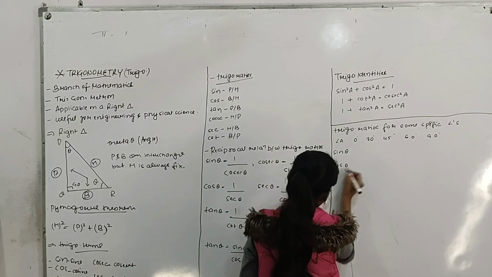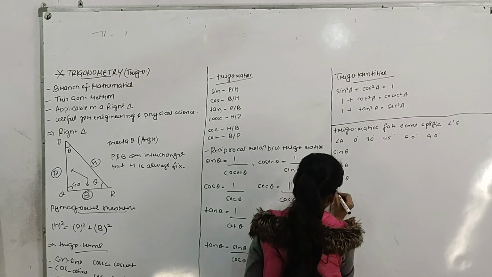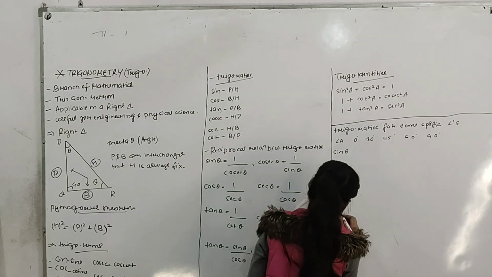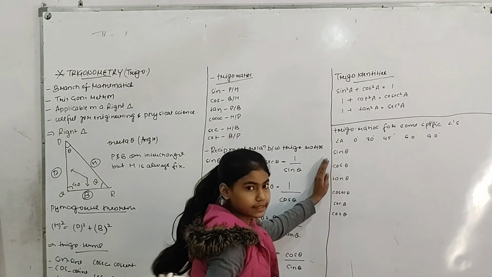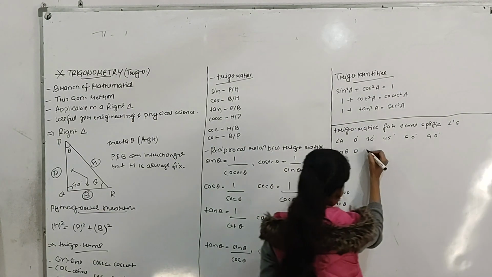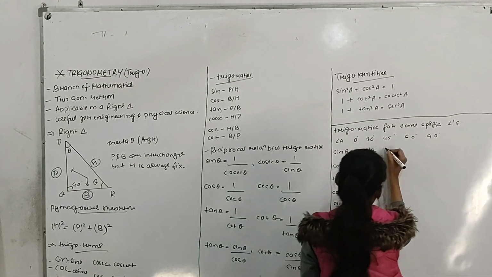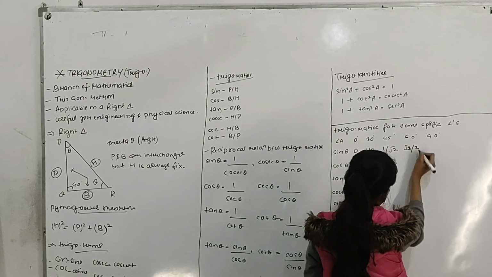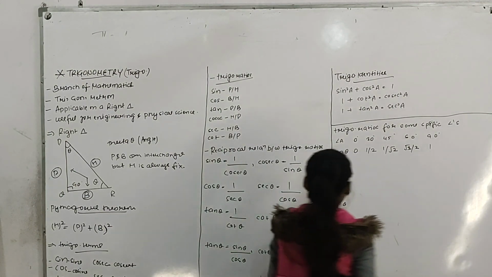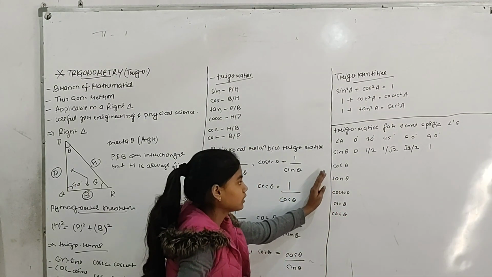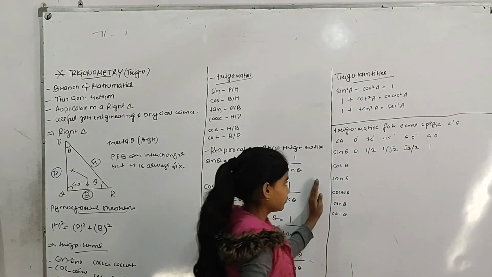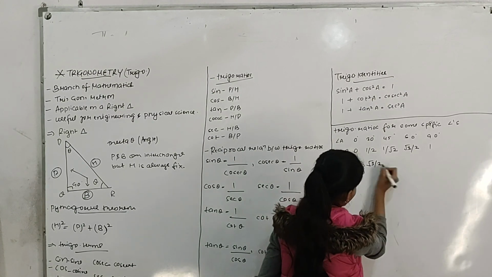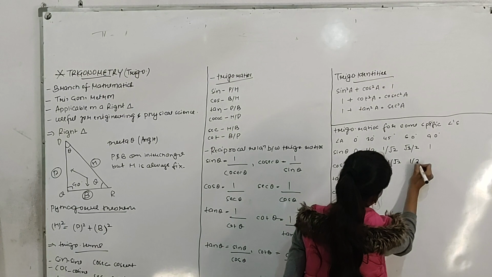Sine theta. So the value of sine theta with angle 0 is 0, with angle 30 is 1 upon 2, with angle 45 is 1 upon root 2, with angle 60 is root 3 upon 2, and with angle 90 is 1. And next is cos theta. If we want to find the value of cos theta with these angles, we have to just reverse the order of sine theta, like 1, root 3 upon 2, 1 upon root 2, 1 upon 2 and 0.